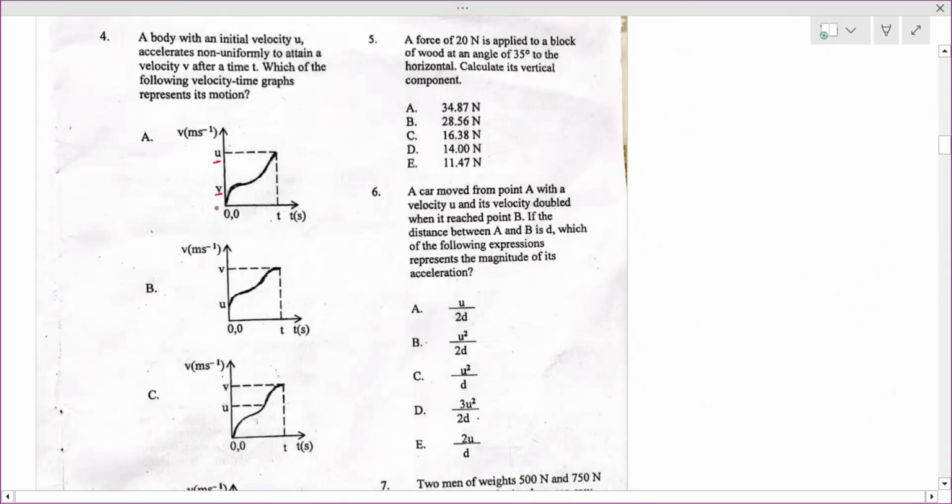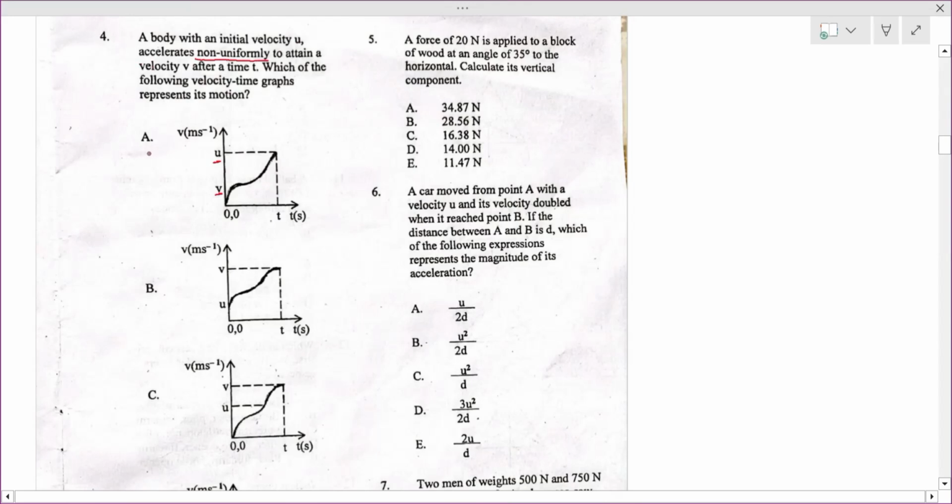A body with an initial velocity u accelerates non-uniformly to attain a velocity v after time t. The initial velocity is u. Which of the following velocity-time graphs represents its motion? Look at it and underline the word non-uniform motion, showing that the motion changes at a certain instant of time. And also, the question does not say the body starts from rest.